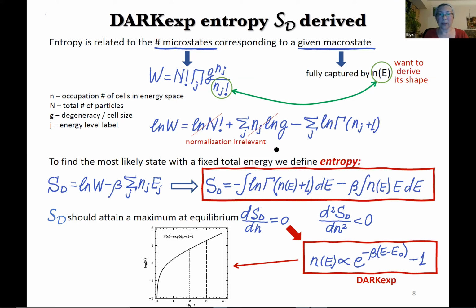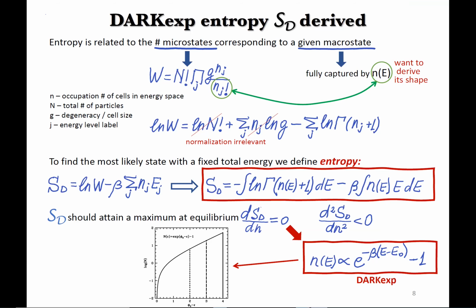So that's that. Now to find the most likely state for the fixed total energy, we define our entropy as S sub D. D stands for DarkExp, and S is the standard notation for entropy. It consists of two terms. The first term is this one here, and the second one is the Lagrange multiplier that goes with fixed energy. So just these two terms. Now we rewrite, instead of a sum, as integrals. But other than that, they are the same thing. So this is how we arrived at our entropy.